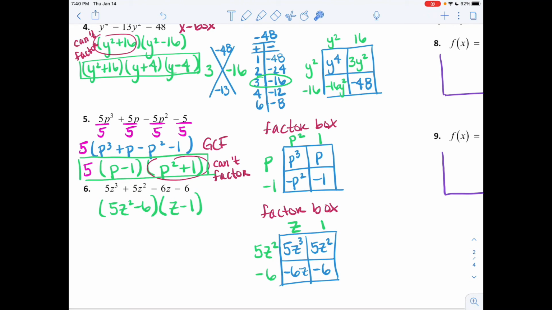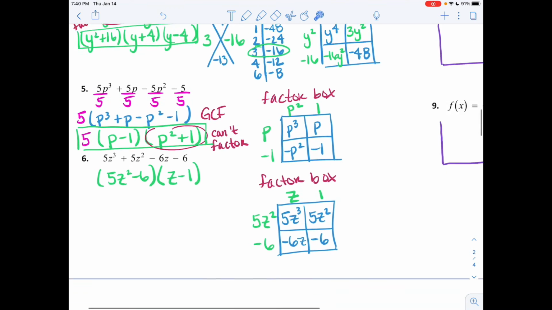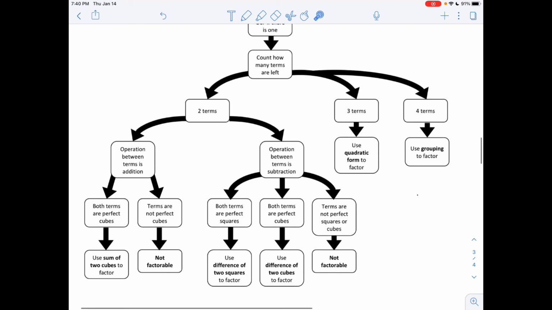Now I notice that it's 2 terms and it's a squared here. So the only thing I could be looking for is difference of 2 squares. If it's not difference of 2 squares, it's definitely not 2 cubes because we have a z squared. So this is the only thing that we could have, but it's not this, so it's not going to be factorable.